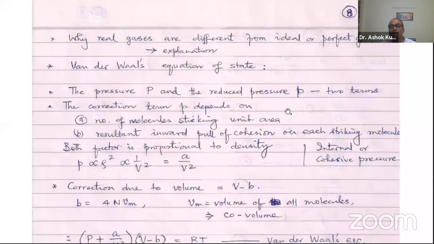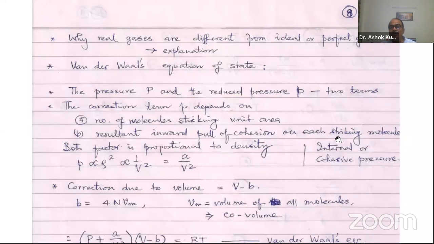Now come to this contribution of this P. So this correction term P depends on two things. Number one, the number of molecules striking unit area, that means the density. More molecules, more will be pulled. And the resultant inward pull of cohesion on each striking molecule.